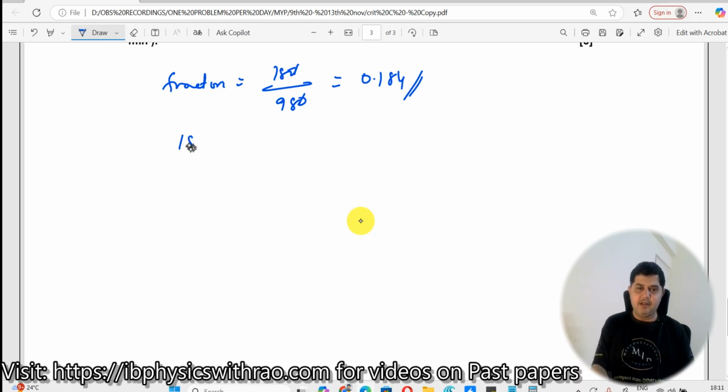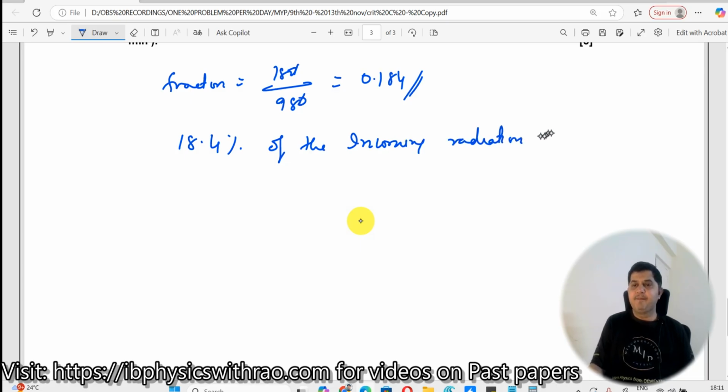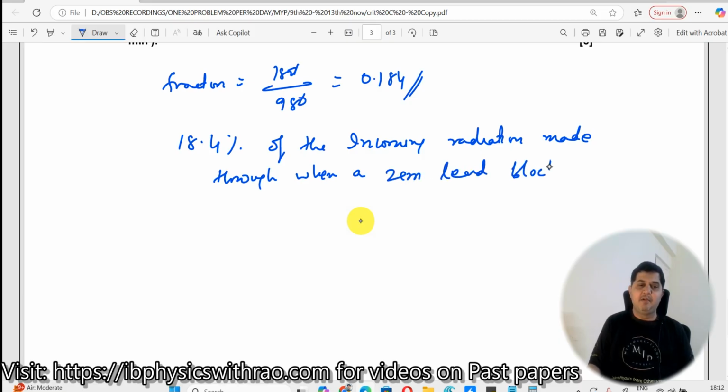Write it out. 18.4% of the incoming radiation made it through when the 2 centimeter lead block is present.